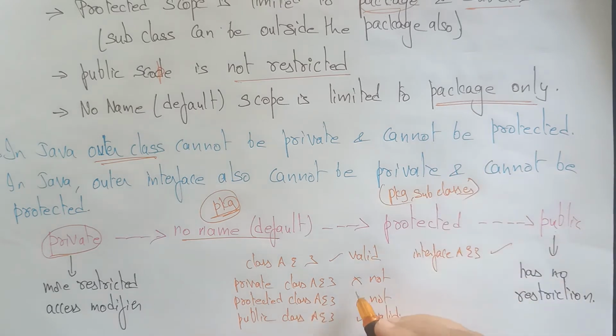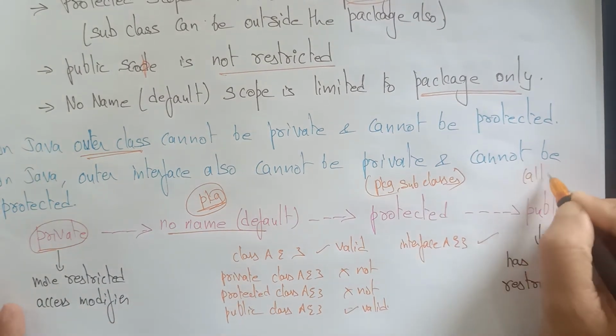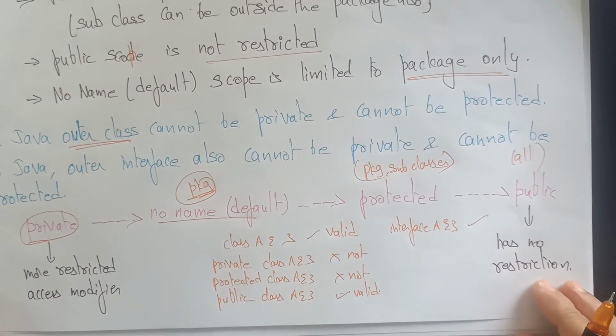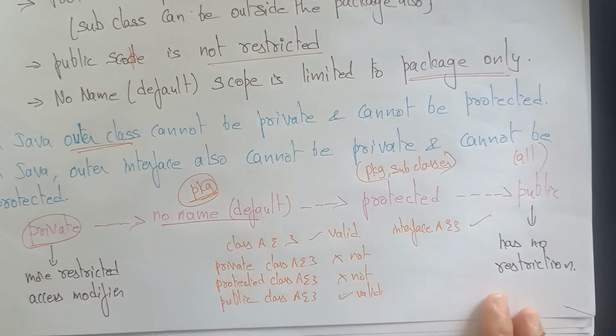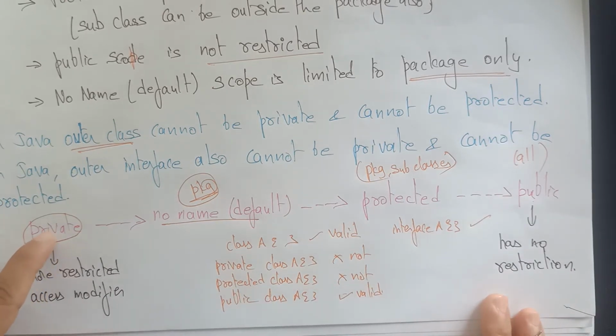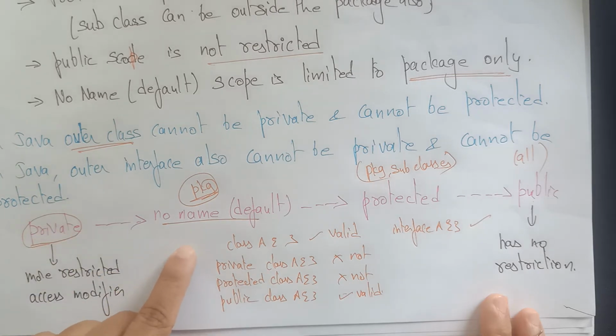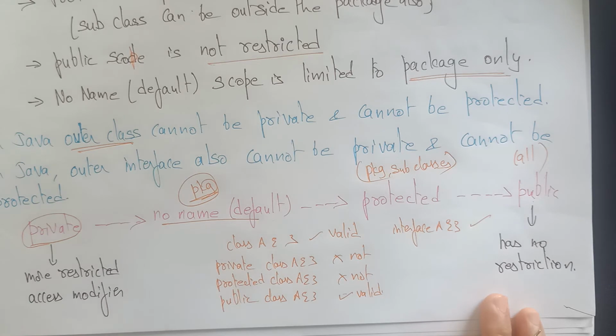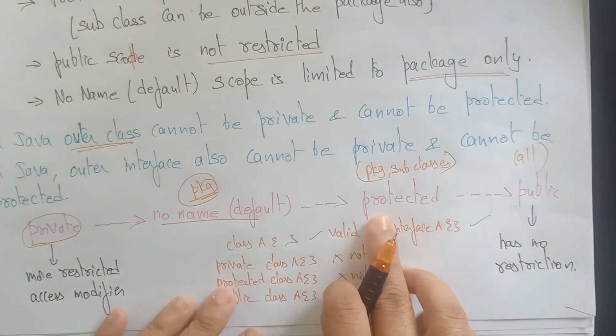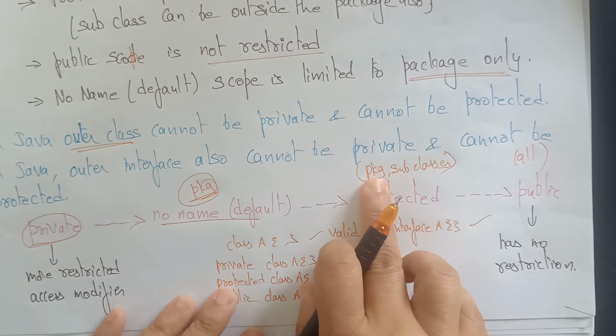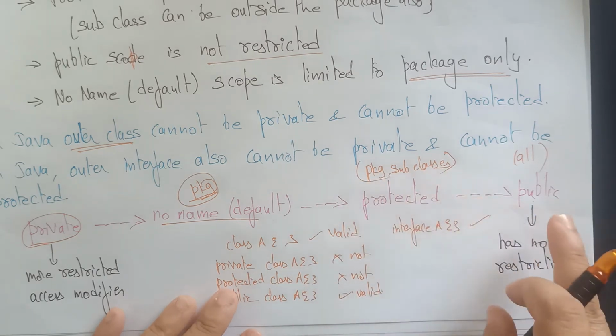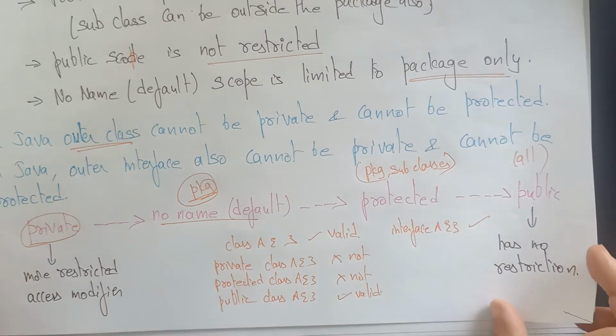Packages and subclasses. And this is for all, no restriction. So this is the hierarchy of access modifiers, in order of restriction. First, private is the most restricted. Next, no name, default. Remember students, no name is limited to the package only. It can't be accessed in the sub packages also. And protected: if you declare it as protected, packages and subclasses can also access. And here, all can access.